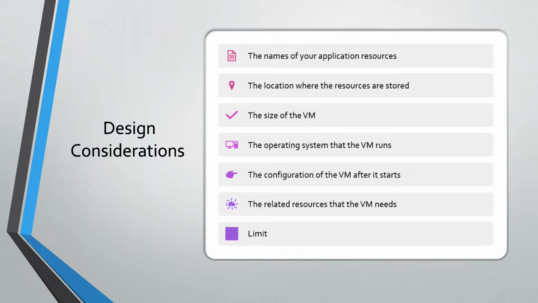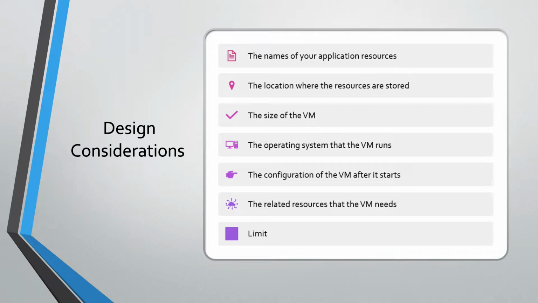Second is the location where the resources are stored. Usually the region is called location. For a VM, the location specifies where the virtual hard disks are stored. There are 60 plus regions and 140 countries where Azure has a presence. However, not every region supports every type of hard disk, which we will discuss in this presentation. So you need to plan for it. You need to see what type of VM you want to create, what type of disk you want to use, and in which regions that is available.